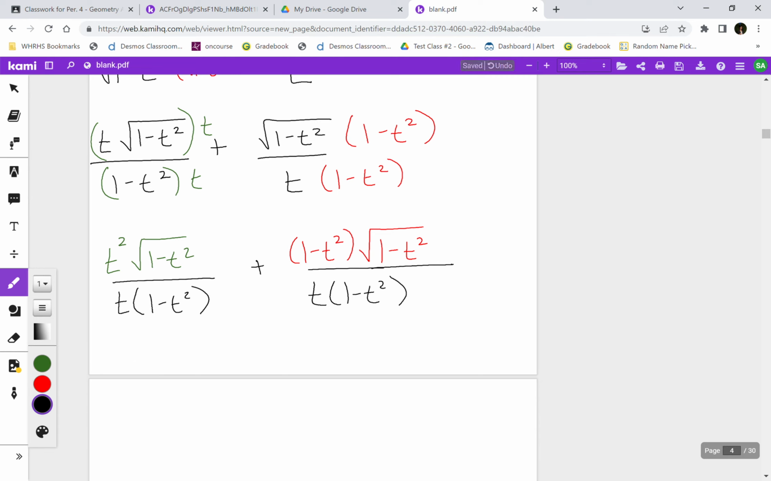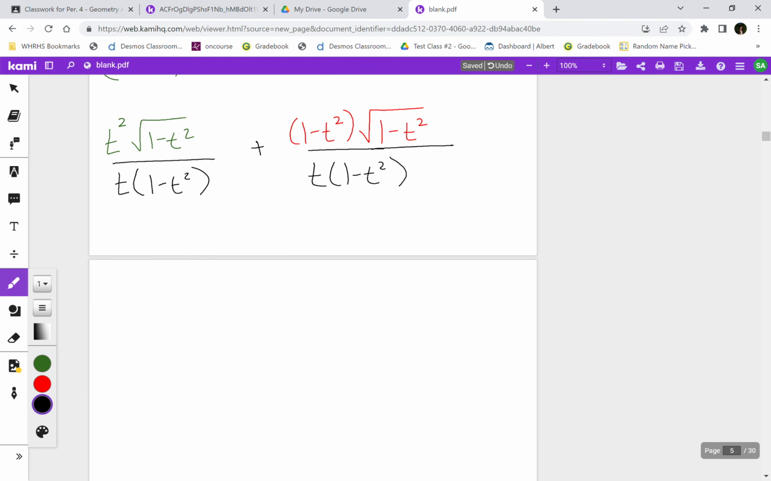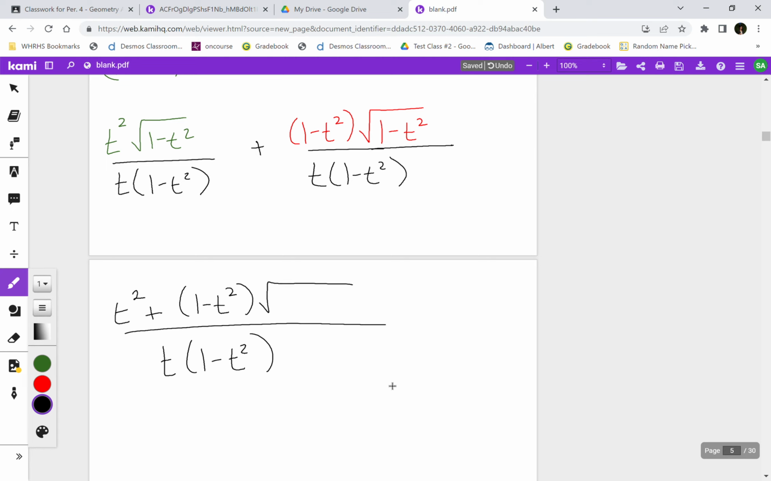All right, now that we have the same denominator, can we add? Absolutely. So we're going to keep our denominator, which is t times 1 minus t squared, and then we're going to add our numerators. So this is going to be t squared plus 1 minus t squared times the root of 1 minus t squared.